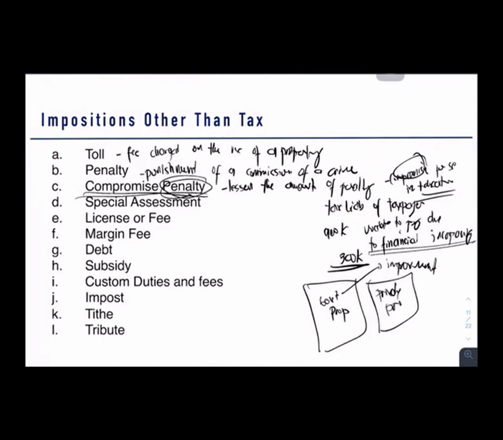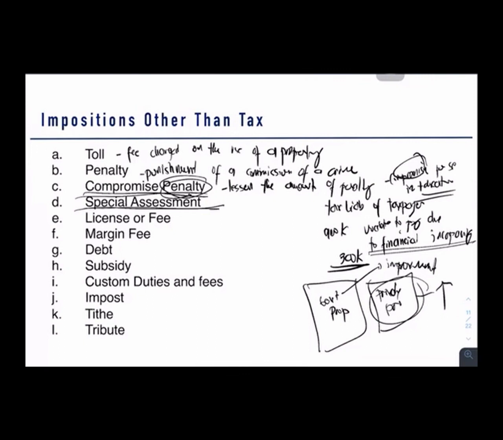Just like this one, here lang kasi there is a government property. So the reason why the government assesses you is because of the improvement made by the government. So because of the improvement made by the government, what happened to the value of the private property? The value of the private property increased. And the amount assessed against the private owner is called a special assessment.